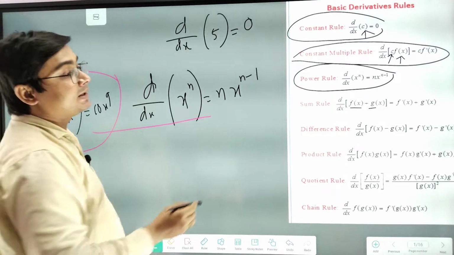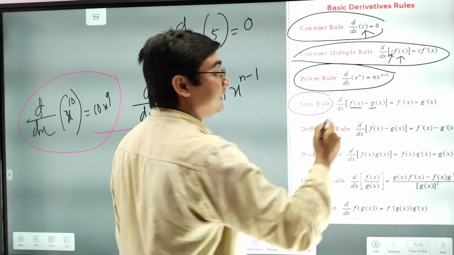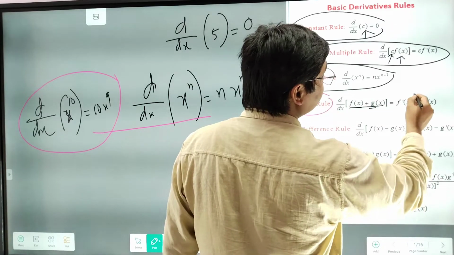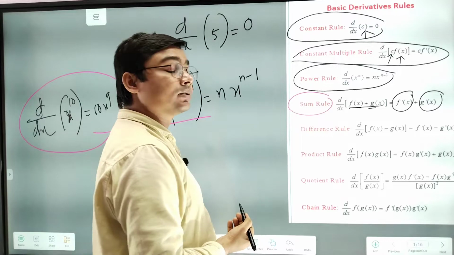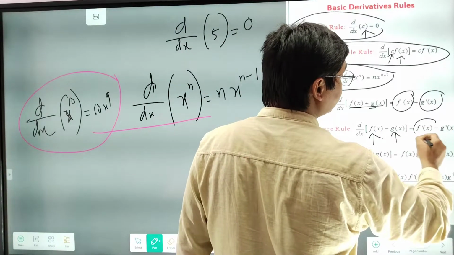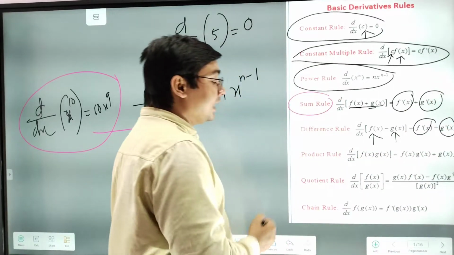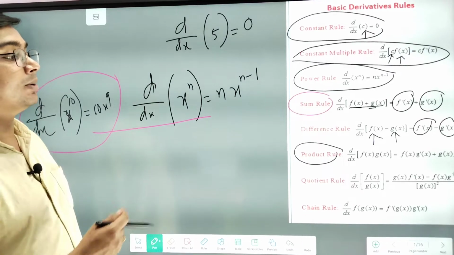Okay. And here there is also a sum rule. The derivative of f of x plus g x will be the derivative of f of x plus the derivative of g x. Yes, similarly the difference rule is also there, f of x minus g x will be f dash x minus g dash x. Yes, and the product rule, guys, this product rule is important, just you remember this product rule.